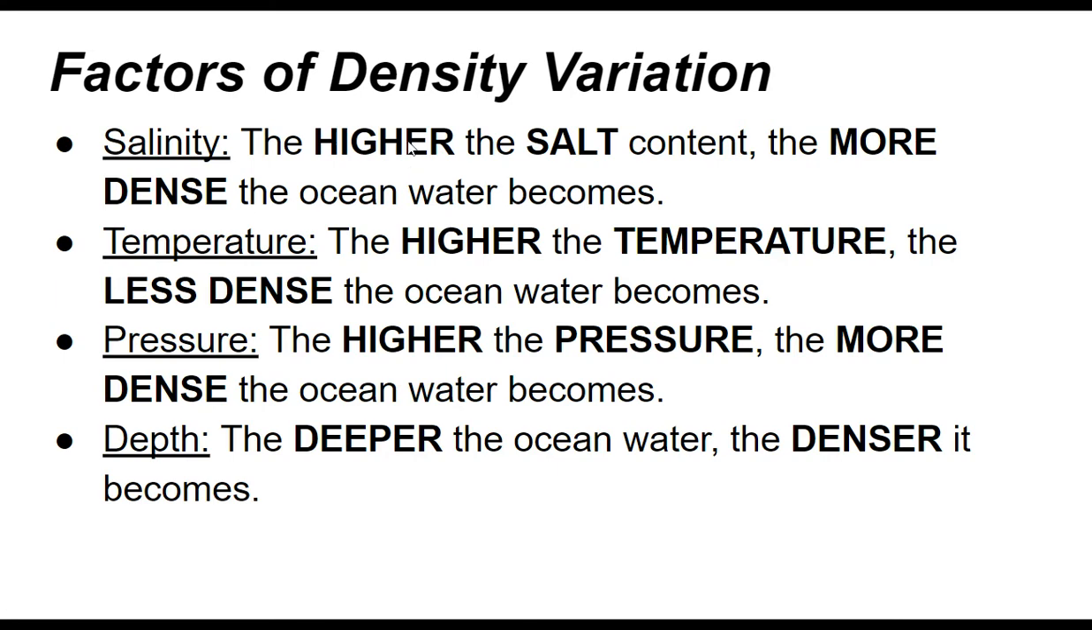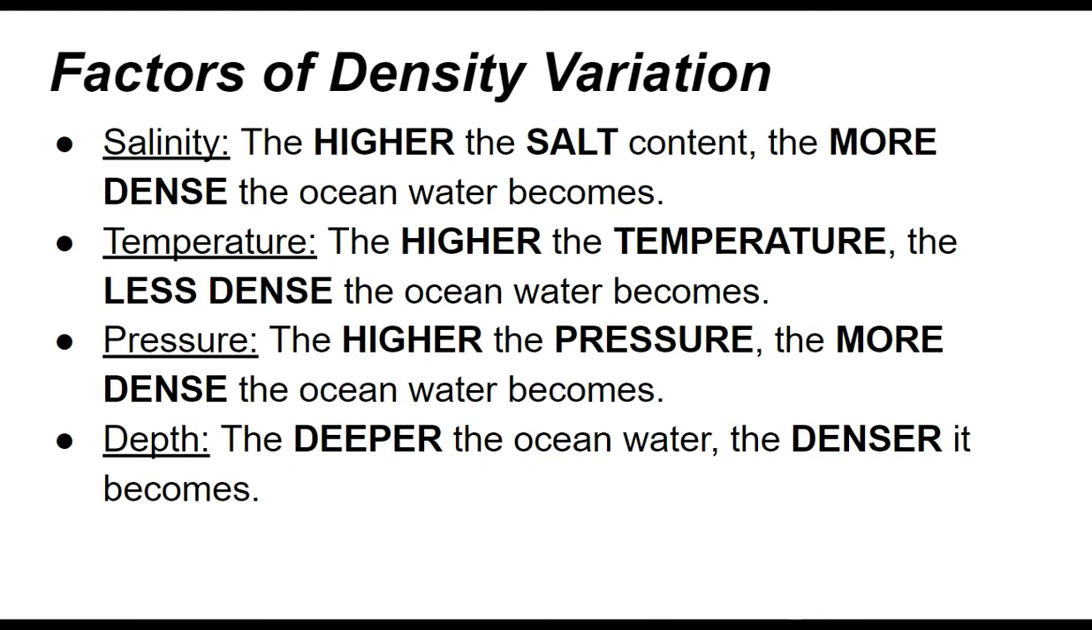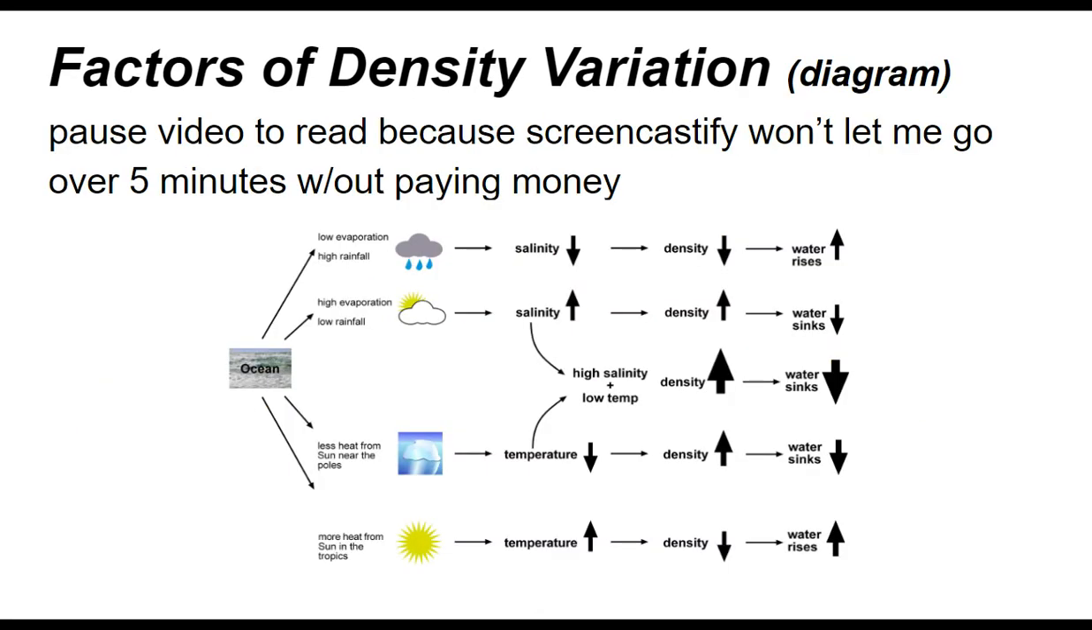So here are the factors of density variation. The higher the salt content, the more dense the ocean water becomes. The higher the temperature, the less dense the ocean water becomes. The higher the pressure, the more dense the ocean water becomes, and the deeper the ocean water, the denser it becomes. All you need to remember is that density increases as salinity, pressure, and depth increase. Temperature is the odd man out and decreases as the density increases. Here are the factors of density variation.